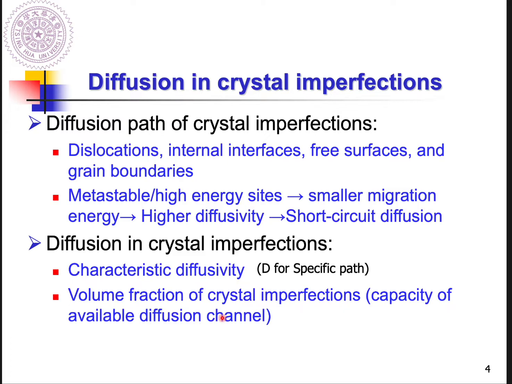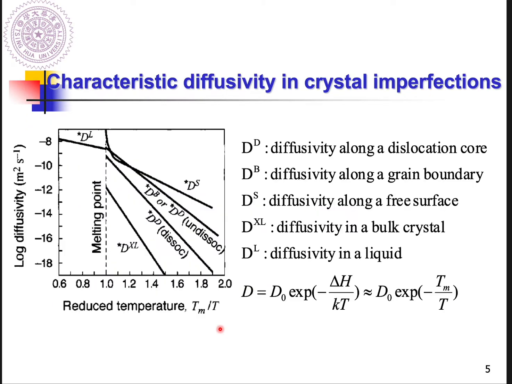And next, very important, you need to know the volume fraction of the crystal imperfections in your materials. So this means the capacity of available diffusion channels in your materials. So you need to estimate the defect density. Okay, so let's move to the next slide.